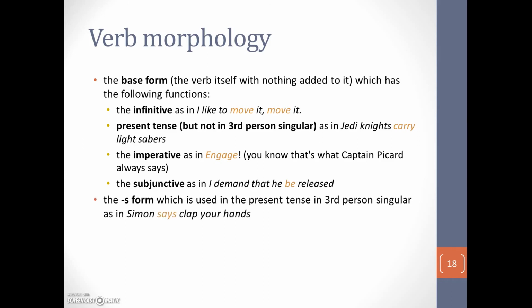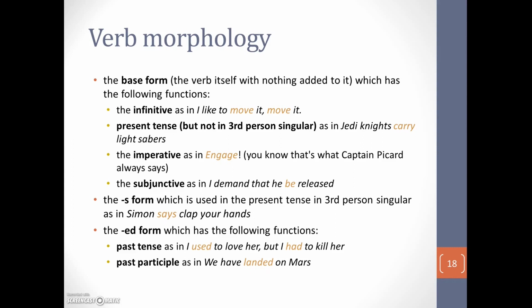We also have something called the S form, which is used in the present tense in the third person singular, as in "Simon says, clap your hands." And here we can see it because it's Simon, who's the third person singular. It's in the present tense, we need the S, right? Simon says. So this is subject-verb concord.